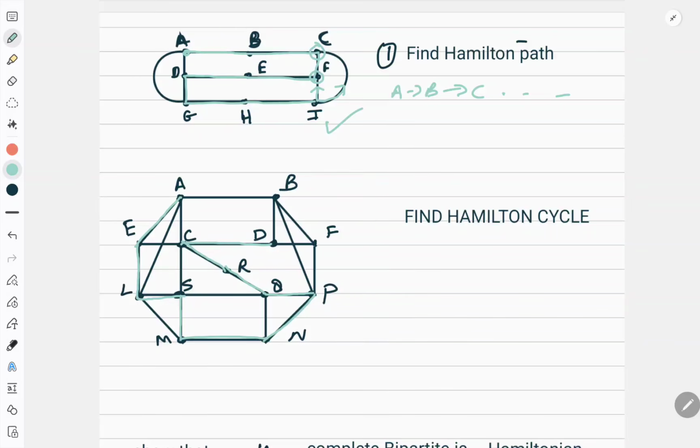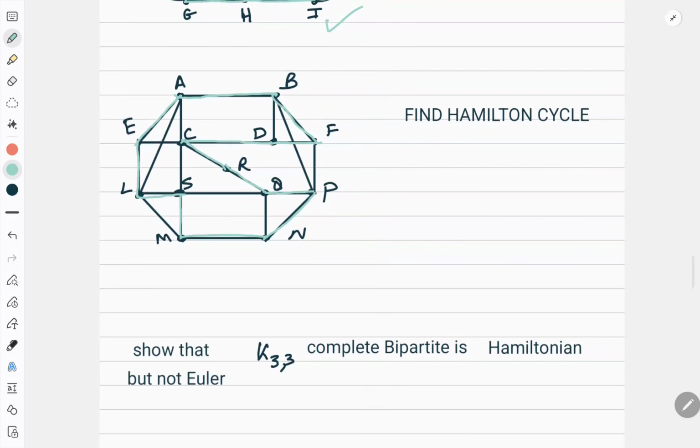So from C I go back to D. Now from D, if I go to B, again I can't come back. So from D I should go to F. And from F I can go to B, and from B I can go to A. And see, I got a very beautiful Hamiltonian cycle. Right? So this is how you have to do the question. Correct? Now let's move to the next one.